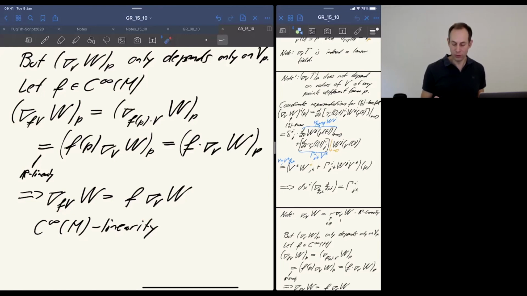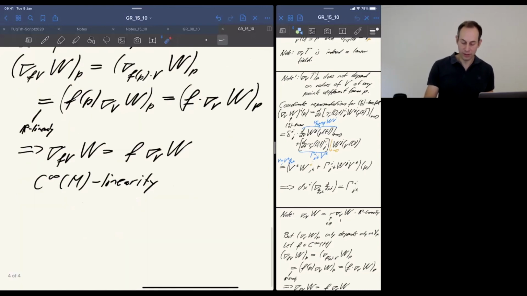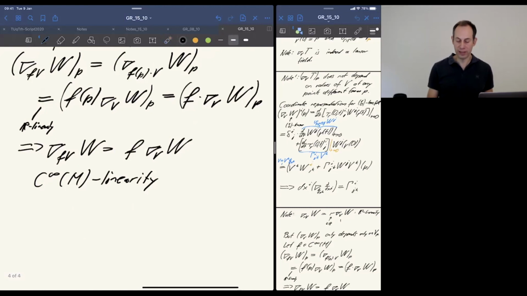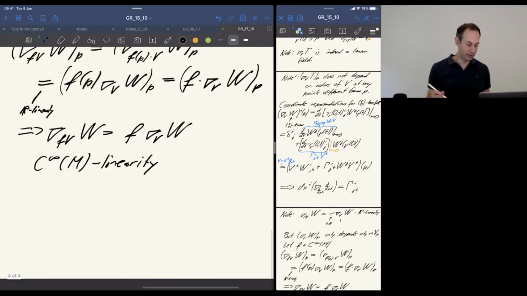But we could have shown the opposite. We could have assumed it's C infinity linear, and then we could have shown that therefore the covariant derivative only depends, at every point, on the vector field at the point where I evaluate it.